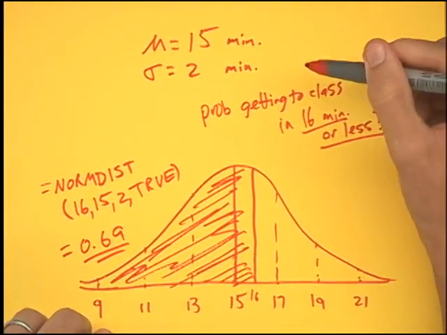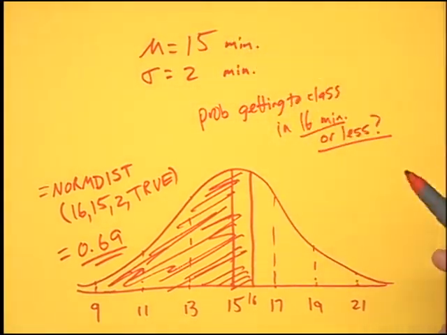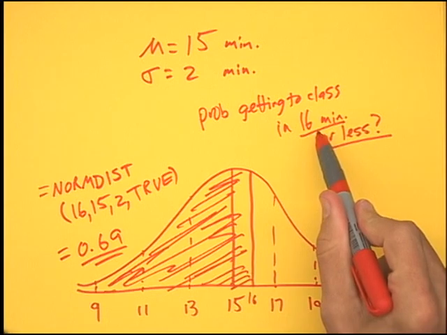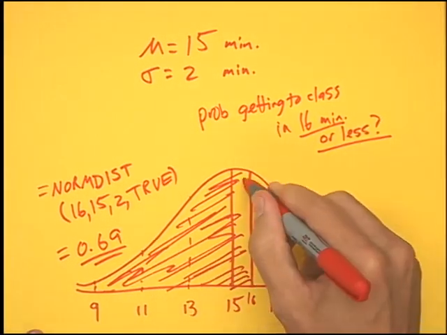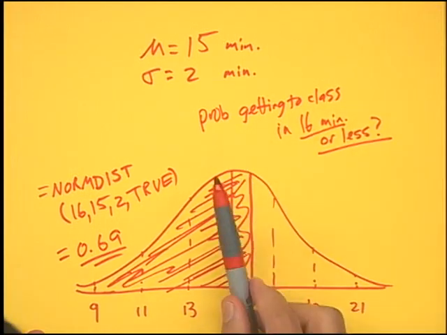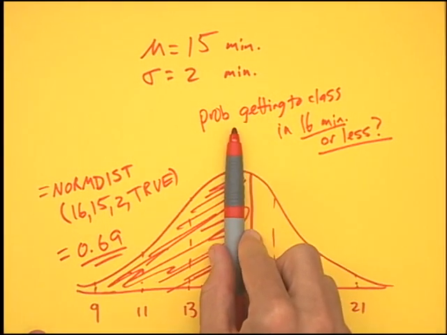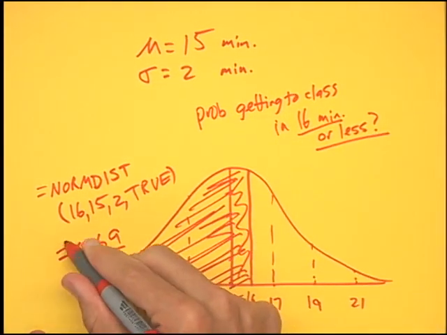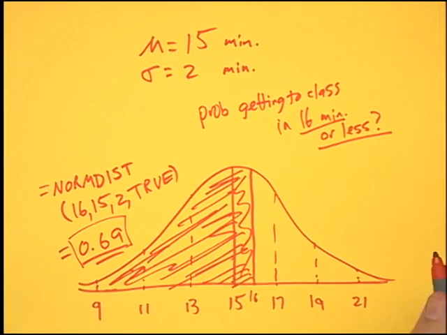So I know the answer is, if this normal curve describes your travel times to class, the probability of you getting to class in 16 minutes or less is about 69%. And I can reality check that from my figure because it definitely should be more than 50%, right? I've shaded this entire half of the normal curve, which I know is 50%, plus a little more. So it makes sense to me that I got this answer of 0.69. Okay?